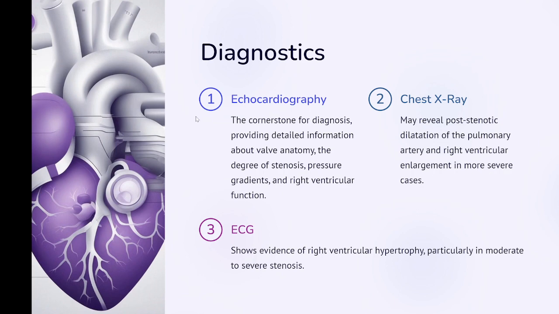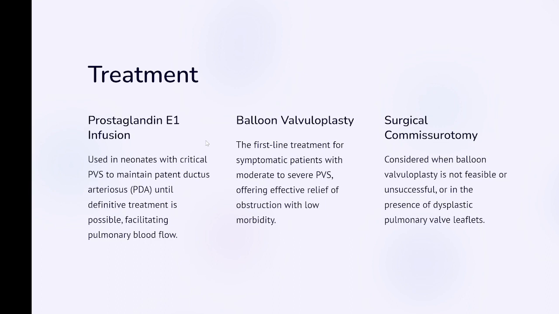Treatment: prostaglandin E1 infusion, used in neonates with critical PVS to maintain patent ductus arteriosus, PDA, until definitive treatment is possible, facilitating pulmonary blood flow. Balloon valvuloplasty, the first-line treatment for symptomatic patients with moderate to severe PVS, offering effective relief of obstruction with low morbidity.